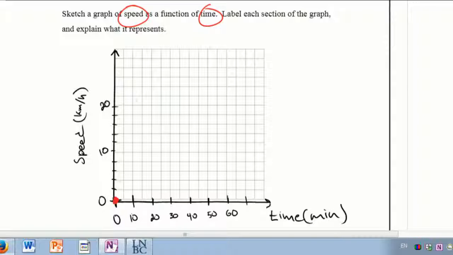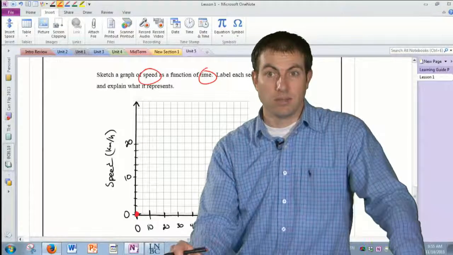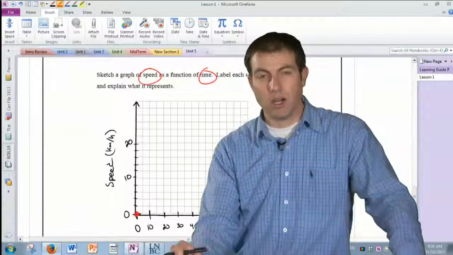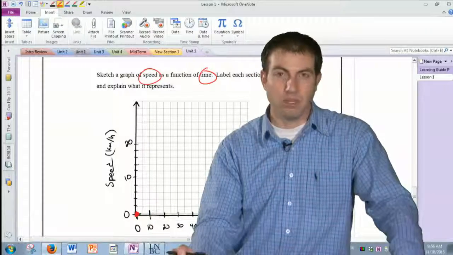How many minutes do you think it would take you to go from 0 to 20 kilometers an hour on your bike? Would it take a minute? Would it take 2 minutes? Would it take less than a minute? A minute is probably a long time. Think of a school zone, and that's 30 kilometers an hour. If you were pedaling really, really hard, you could probably get there in around a minute or less, let's say.